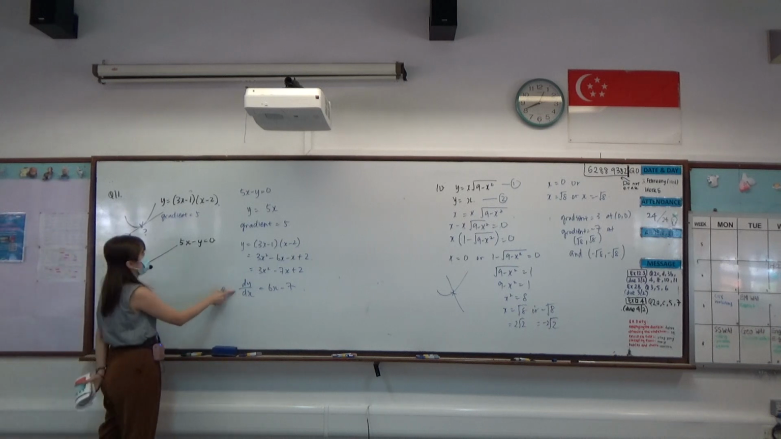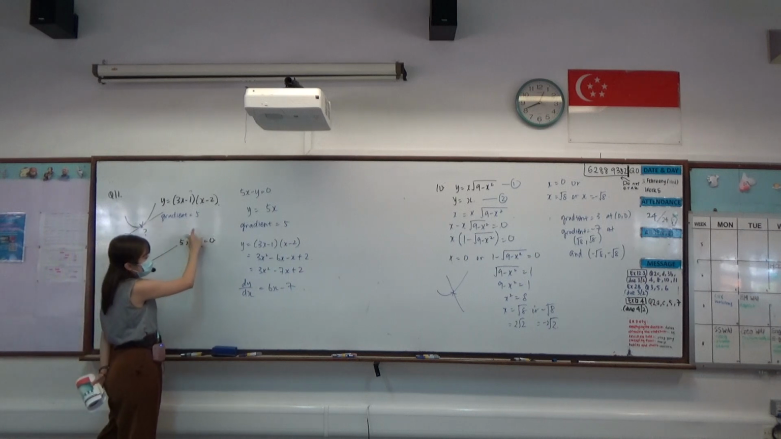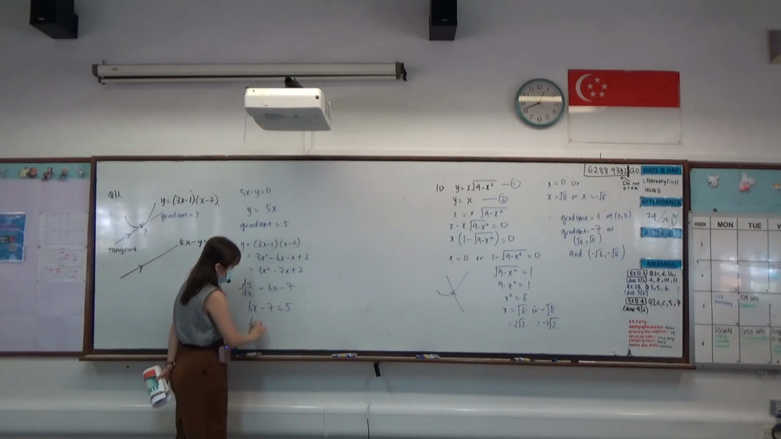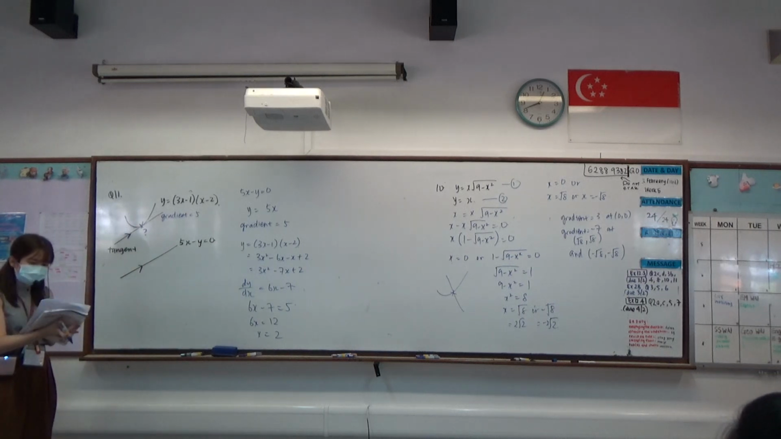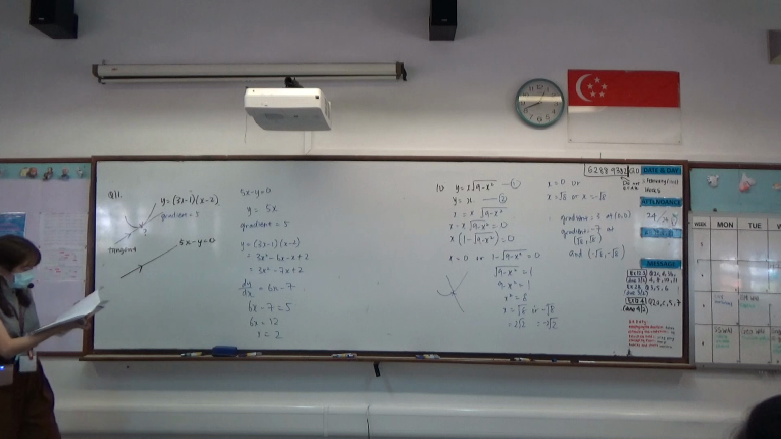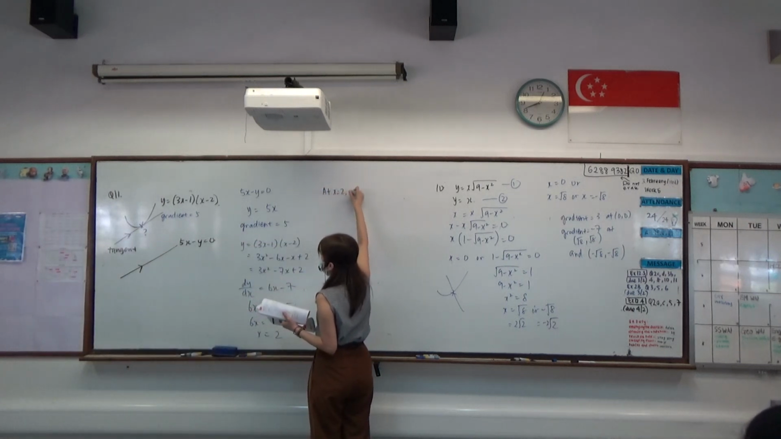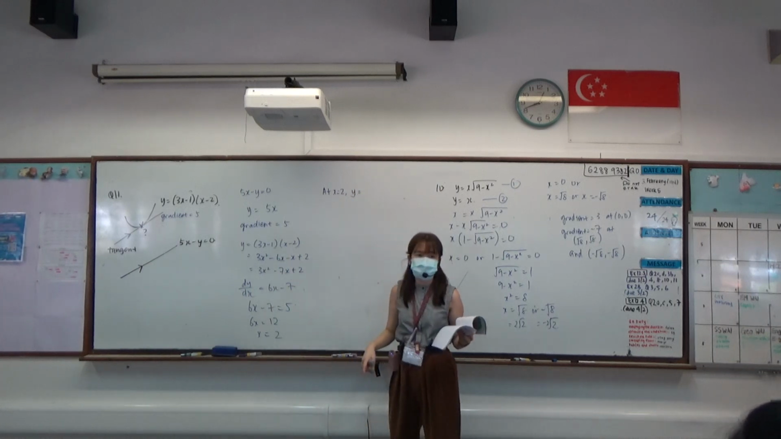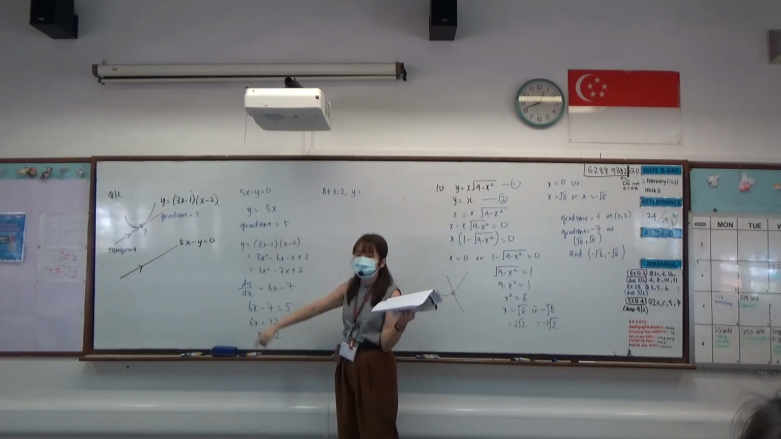The derivative tells you the gradient of the tangent. Gradient is 5, so 6x minus 7 equals 5. And we find that x equals 2, and we need to find out the coordinates. So at x equals 2, y is equal to, substitute into which one? x equals 2. Substitute into 5x minus y or the curve.